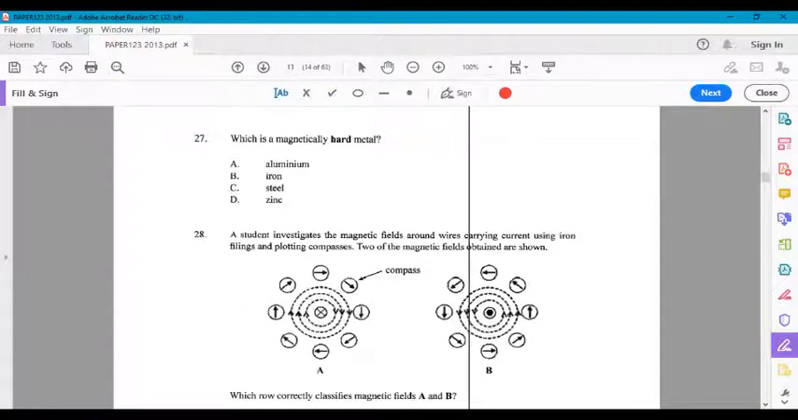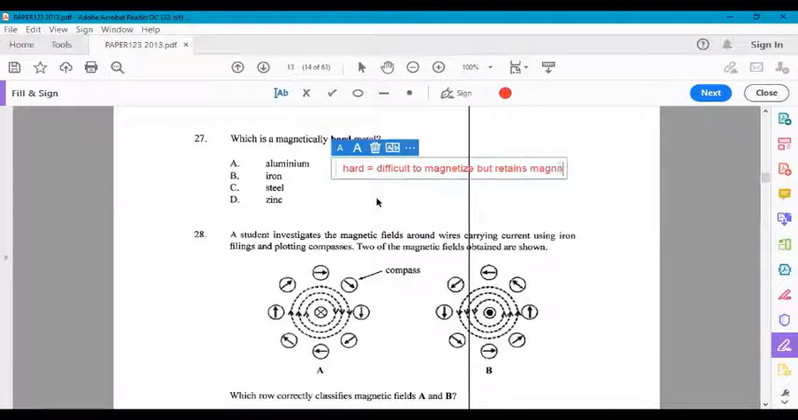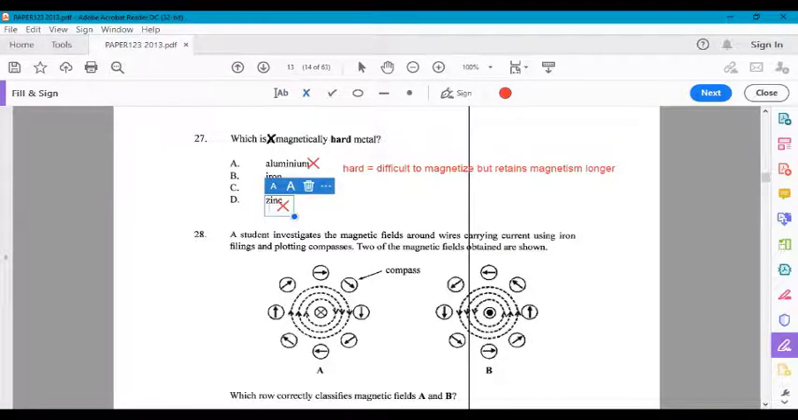Number 27, which is a magnetically hard metal? Aluminum, iron, steel, or zinc? Okay, hard metal means that it is difficult to magnetize, but retains its magnetic properties longer. Well, right off the top, we know we're going to cross out aluminum and zinc because those are not magnetic materials. So it's between iron and steel.